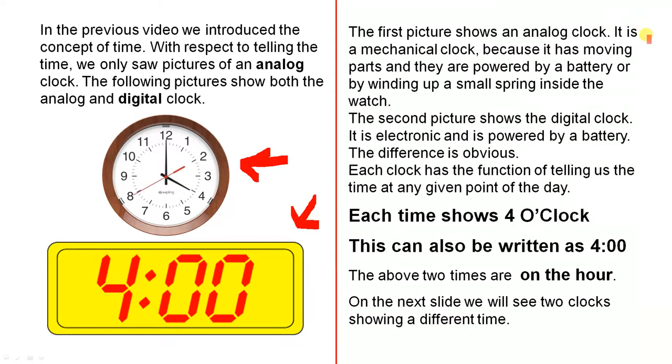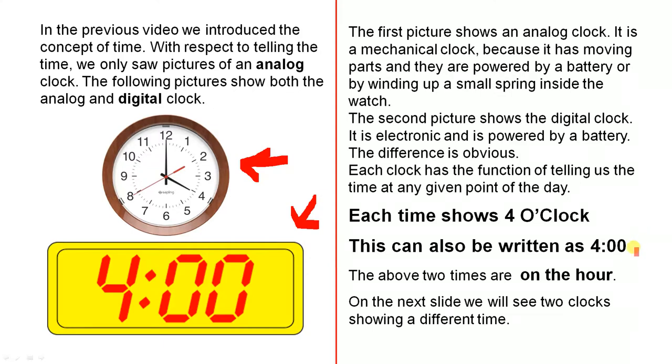So the first picture shows an analog clock. It is a mechanical clock because it has moving parts and they are powered by a battery or by winding up a small spring inside the watch. The second picture shows the digital clock. It is electronic and is powered by a battery. The difference is obvious. Each clock has the function of telling us the time at any given point of the day. Each time shows 4 o'clock.